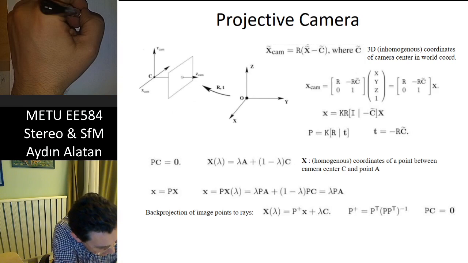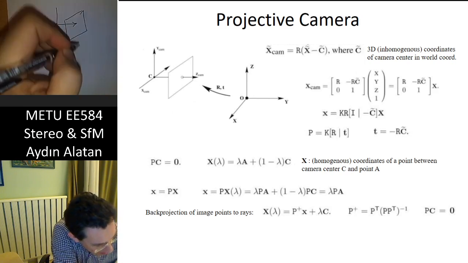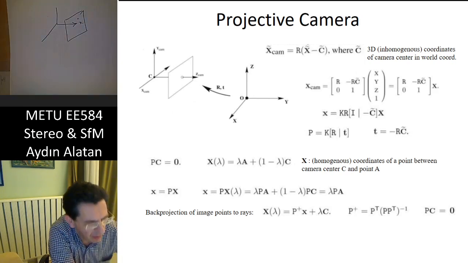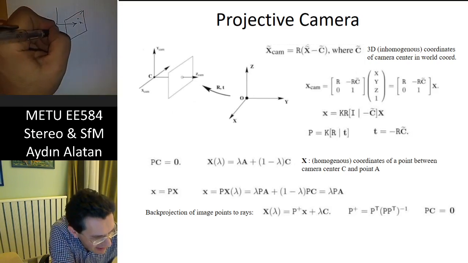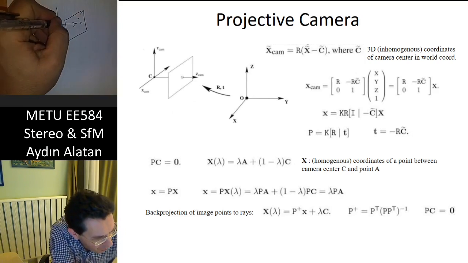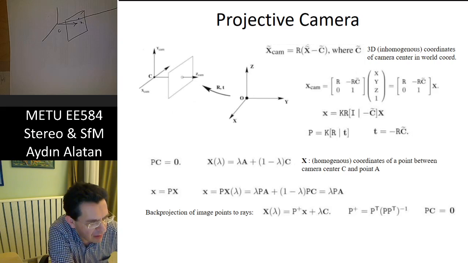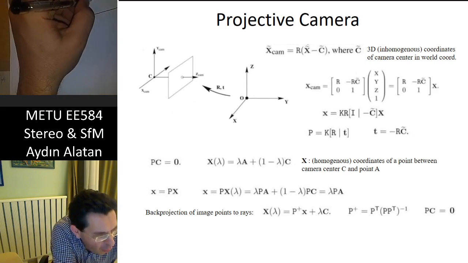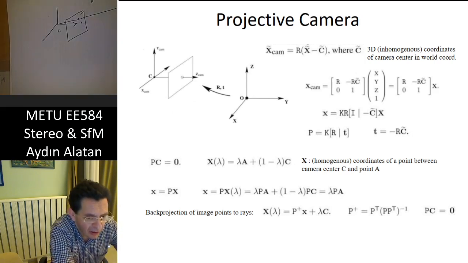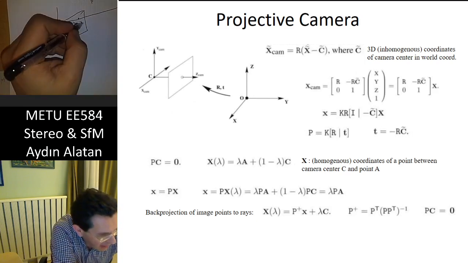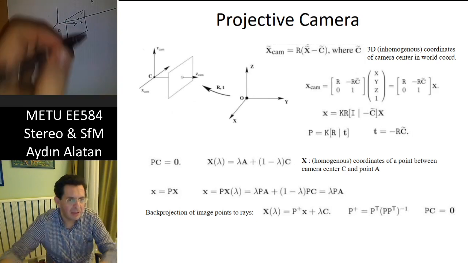Okay, this is your image plane. There is a small x. This is the camera center C. I would like to obtain a ray going to infinity. I know the projection matrix P, and I would like to write something going backwards.